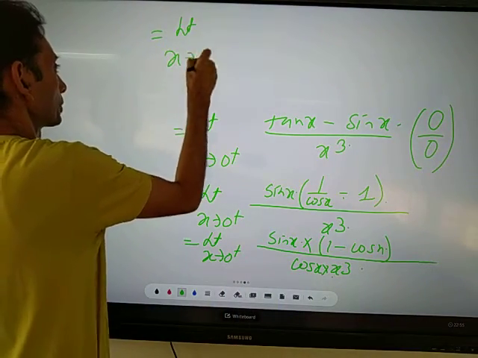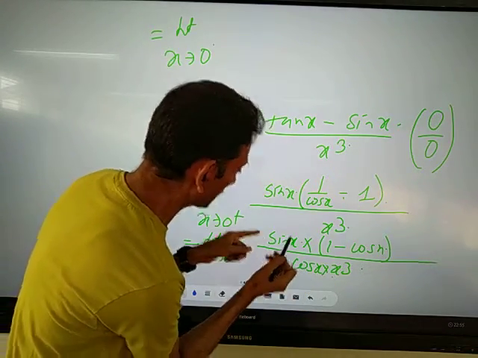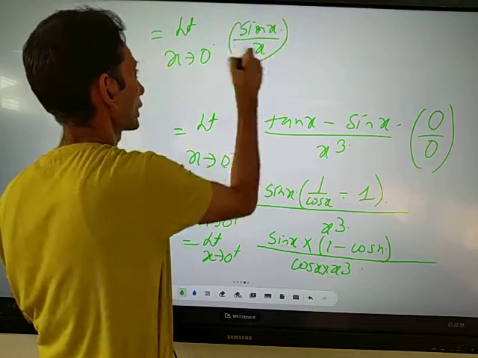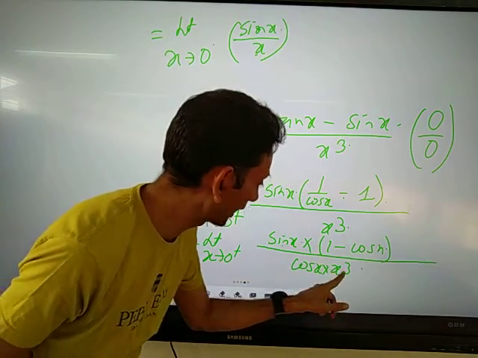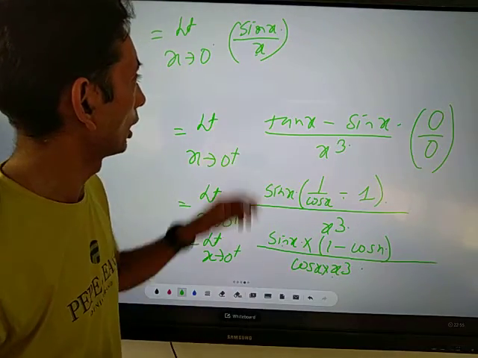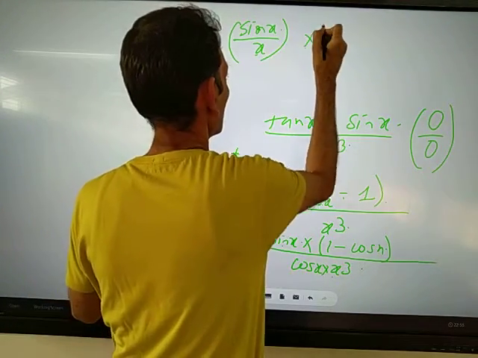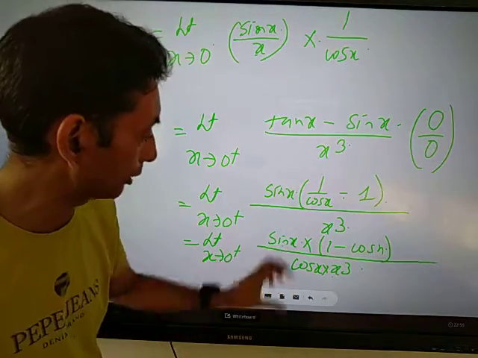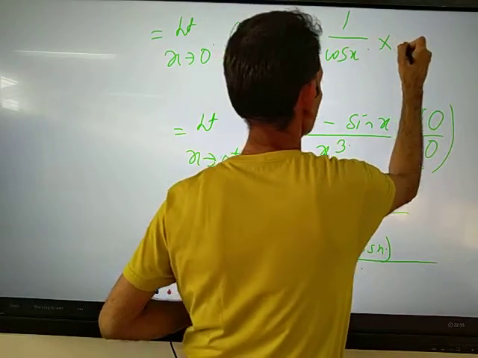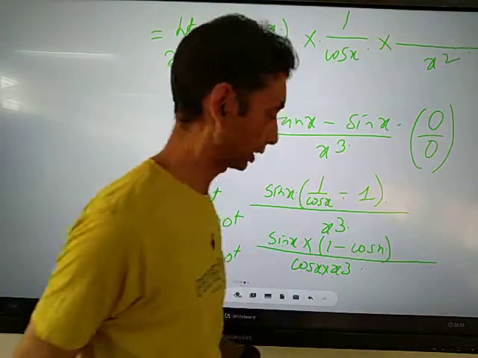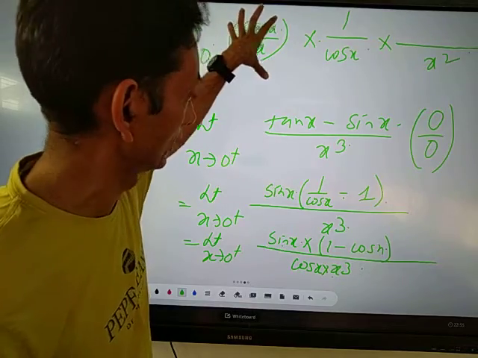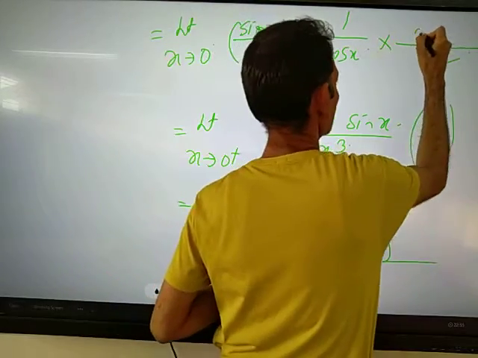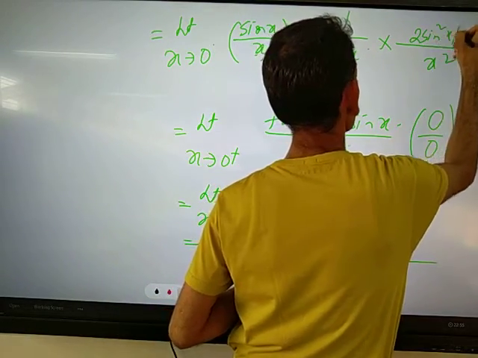Limit x approaches 0. We can write sin x by x, because sin x is there and x cube is there, using the theorem. Then this is 1 by cos x, which we can write separately. What will be left is x squared, because one x we are using with sin x by x, in the denominator x cube and 1 minus cos x. So 1 minus cos x you can write in terms of sine; this gives us 2 sin squared x by 2.